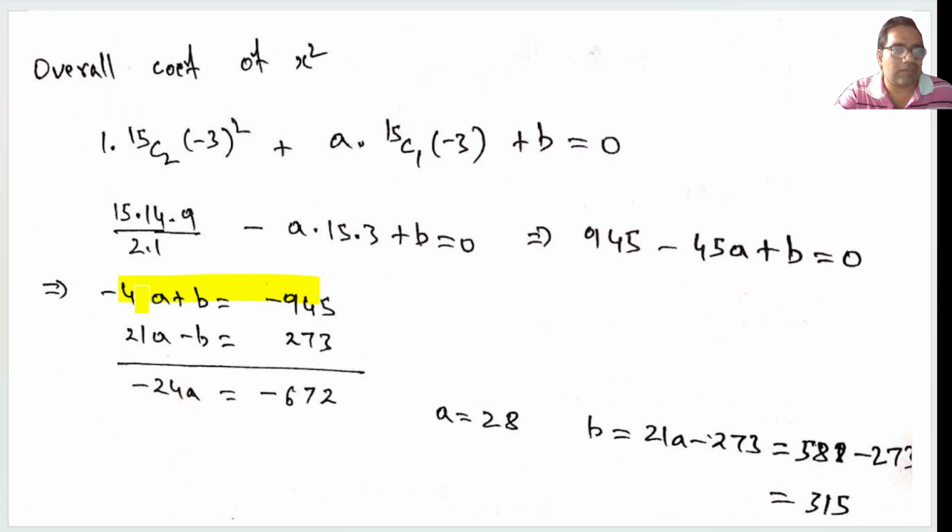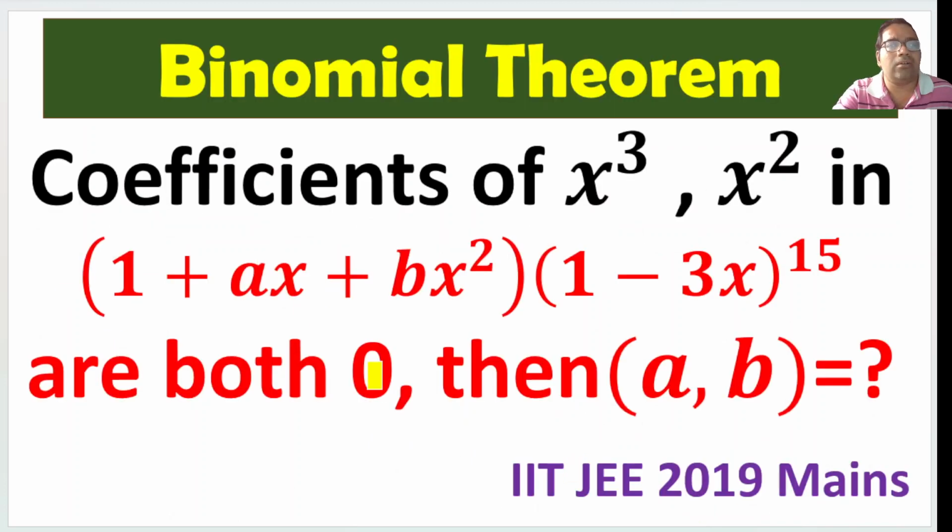Add both of them. 21 minus 45 is minus 24a, and minus 945 plus 273 is minus 672. Here 12 is a common factor, and then 2 is also a common factor. If you simplify this, a becomes 28. If a is 28, what is b? b is 21a minus 273, so 21 into 28 is 588, minus 273, which equals 315. So a and b should be 28 and 315 to make the x cube and x square terms disappear from this product.